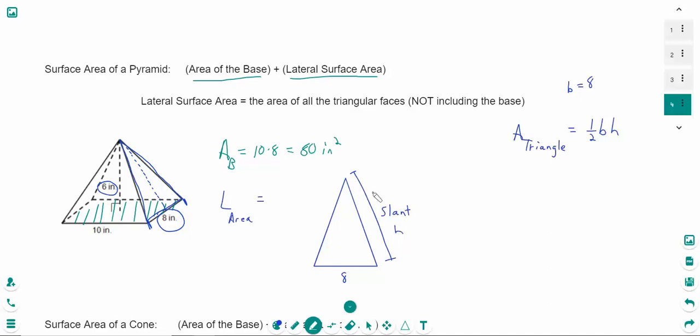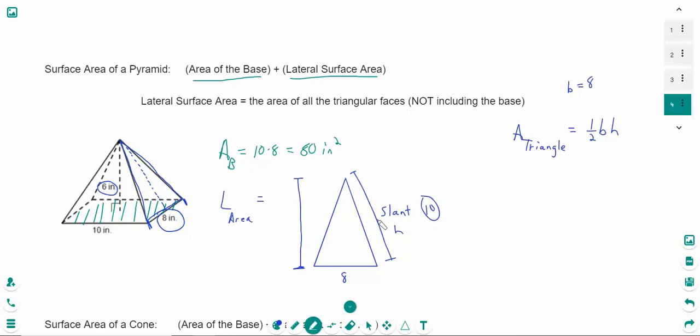And even if we knew that, let's say it was 10, okay? Would that help us at all? Well, no, because that's not the height of the triangle. The height of the triangle is this, right? Straight up and down. This is the height that we're looking for in our formula, the height of the triangle.